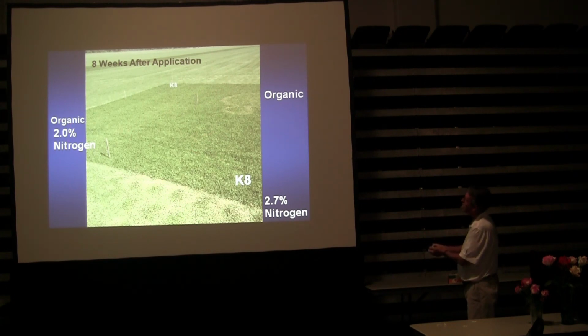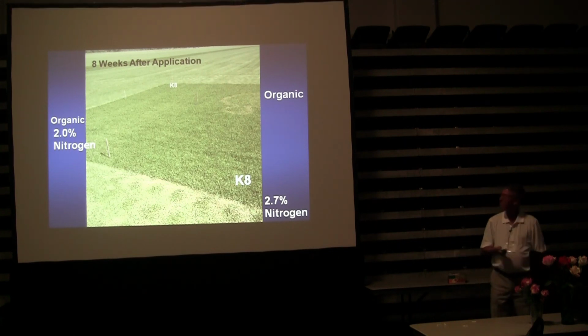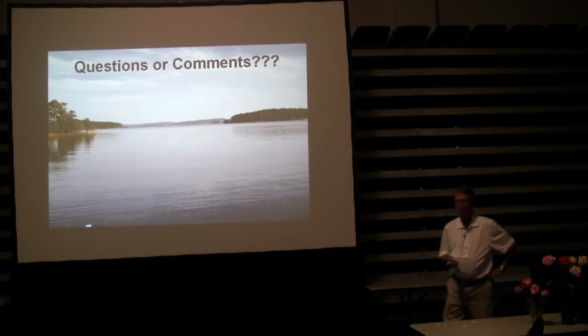These plots had 2% nitrogen. The fertilized plots, the 15-510, had 2.7%. So 8 weeks after application, 1/3 extra nitrogen. I mean, the chlorophyll was much, much higher. But again, I put a little strip. I didn't take a picture of the K8 and the organic together. It looked a little better. All right. Sorry, guys, for the chemistry lesson.